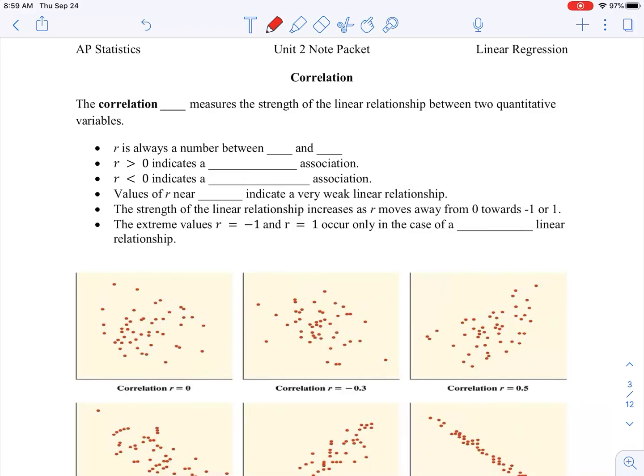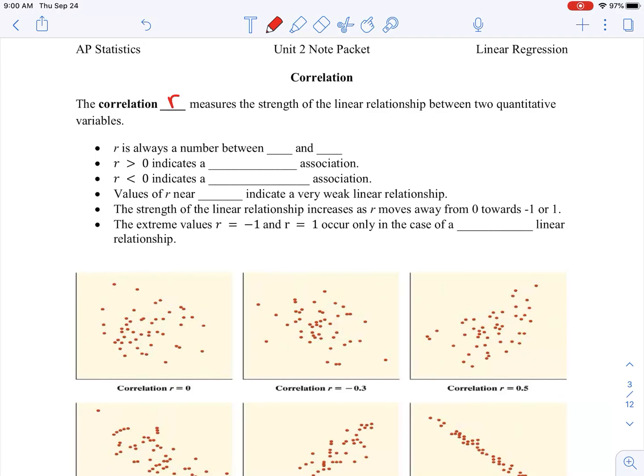Alrighty, so this is going to be the third video for Unit 2. It's going to be talking about correlation. So correlation, we have to know, is going to be measured with R. It measures the strength of the linear relationship.